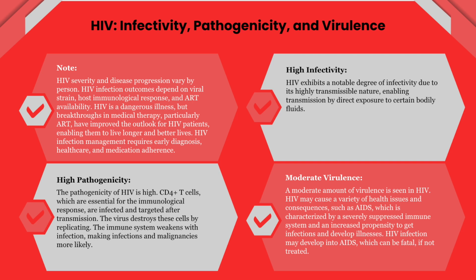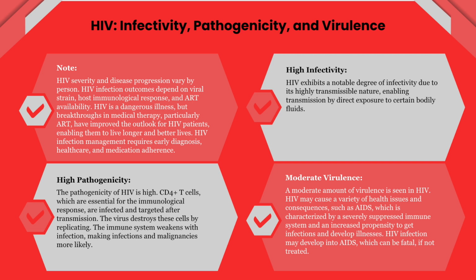CD4 T cells, which are essential for the immunological response, are infected and targeted after transmission. The virus destroys these cells by replicating, and the immune system weakens with infection, making infections and malignancies more likely. HIV exhibits a notable degree of infectivity due to its highly transmissible nature, enabling transmission by direct exposure to certain bodily fluids.